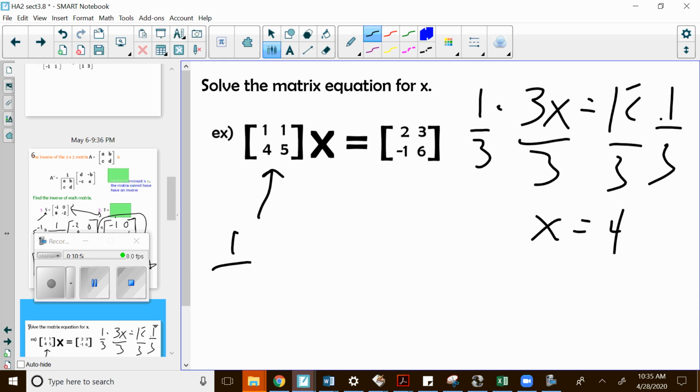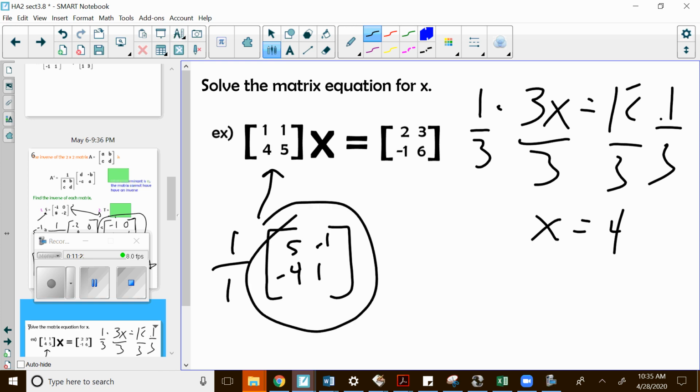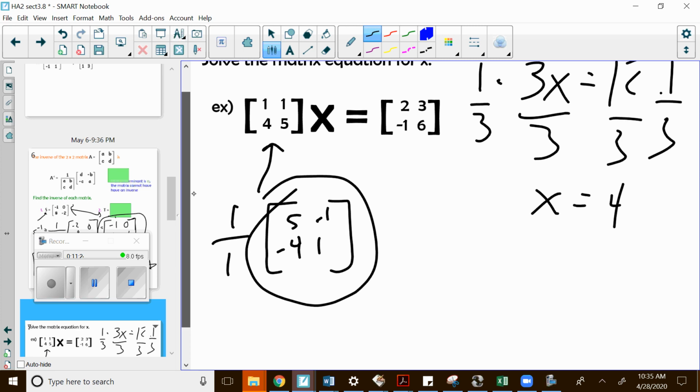1 over the determinant, which is 1 times 5 minus 4 times 1, which is 1. Thank God, that's easy. So 1 over 1 times the matrix we get when A and D switch spots, so 5 and 1, and B and C switch signs, so negative 1, negative 4. Okay, so the inverse here is just 1 over 1 times that. So that's actually what we need to multiply by.